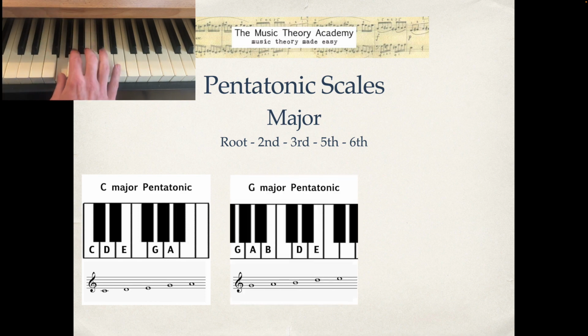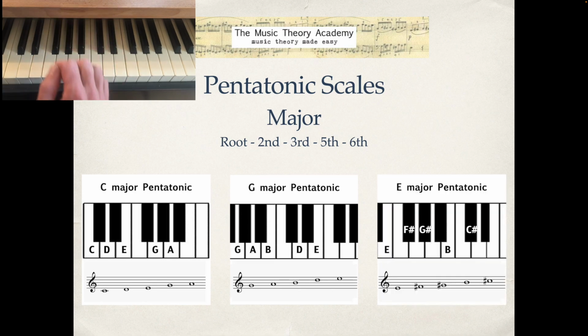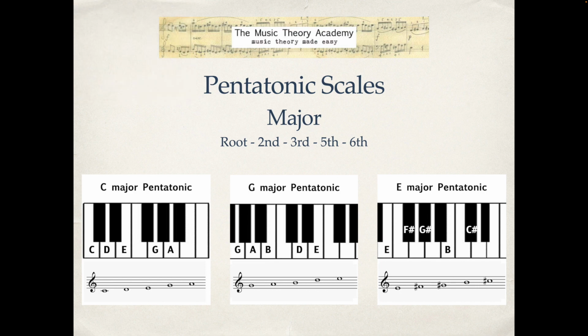In G, we would play G, A, B, D, E. And in E major, following the E major key signature, we would have E, F sharp, G sharp, B, and C sharp. So those are just 3 examples of the pentatonic major scales. Always the root, 2nd, 3rd, 5th, and 6th.